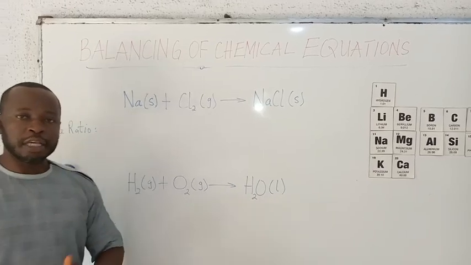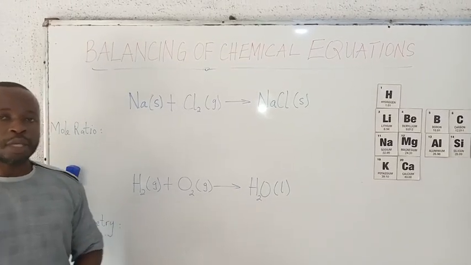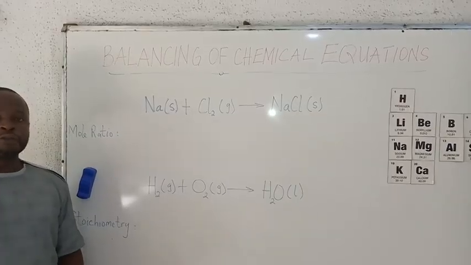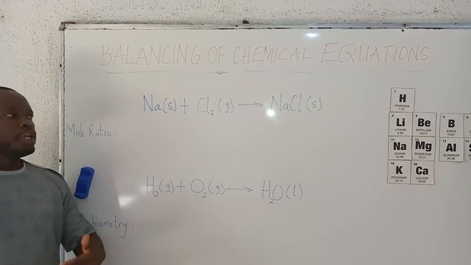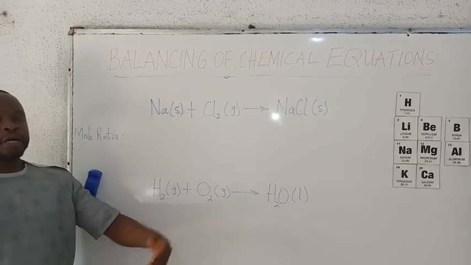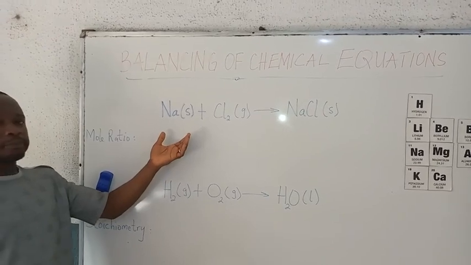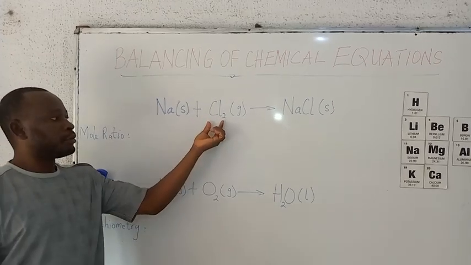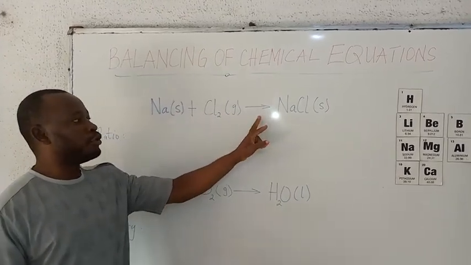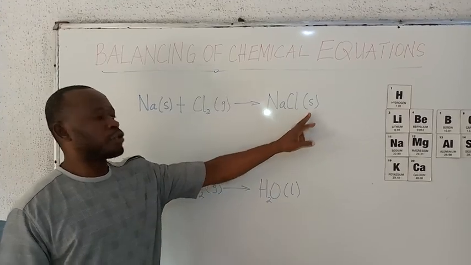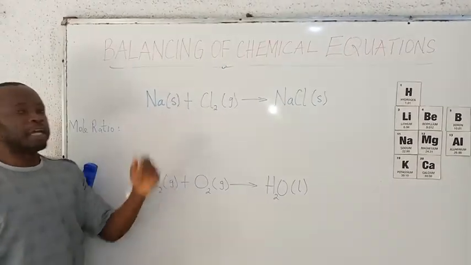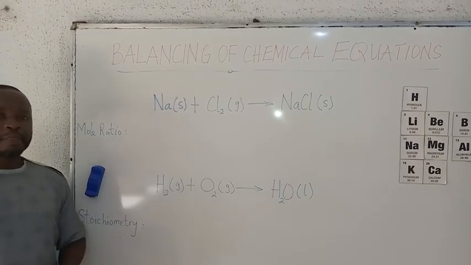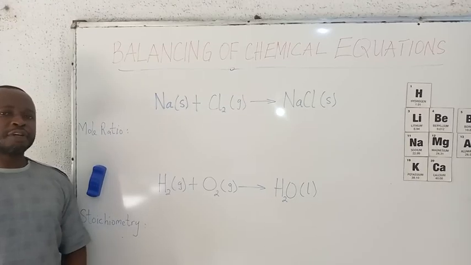What then is a chemical equation? A chemical equation is a representation of the reaction which leads to the formation of a compound, as can be shown on the board here. Sodium reacts with chlorine in gaseous form to produce sodium chloride in solid form. This is a chemical equation. Is it balanced? What do we mean by balancing of a chemical equation?